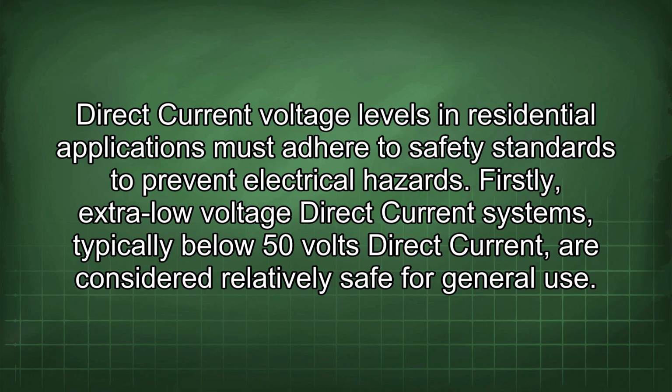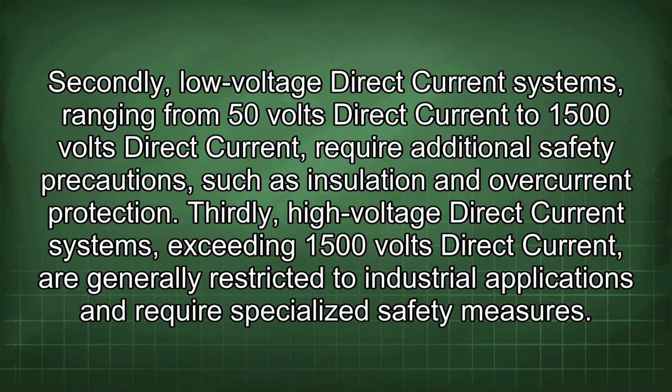Firstly, extra low voltage direct current systems, typically below 50 volts direct current, are considered relatively safe for general use. Secondly, low voltage direct current systems ranging from 50 volts direct current to 1500 volts direct current require additional safety precautions such as insulation and overcurrent protection.